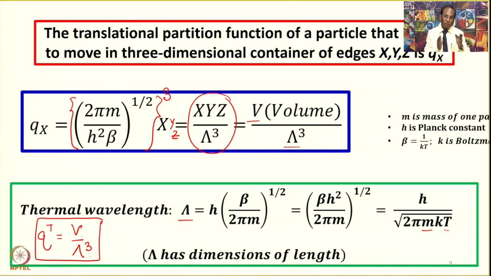Obviously, when you go back and try to connect the energy levels of a particle which is free to move in 1 dimension, 2 dimension, 3 dimension, those energy levels are inversely proportional to the length of the container. En is equal to n square h square over 8 m l square. So if the length or edges or the volume is large, that means energy levels are closer to each other. Therefore, there will be more population of energy levels at a given temperature. At a given temperature, there will be more thermally accessible states.